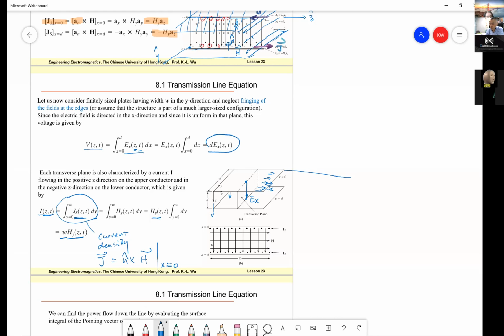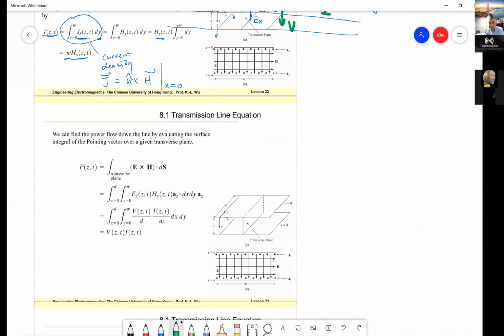By the way, so this transmission line is infinitely long, right? This is infinitely long. Okay, so we know the total current. I write the big I for the current. Okay. We also have a voltage, by integration of the electrical field.